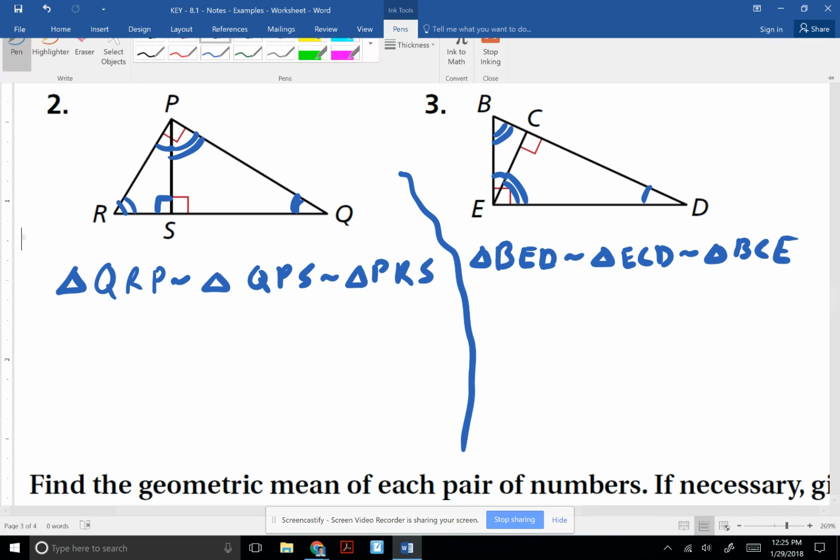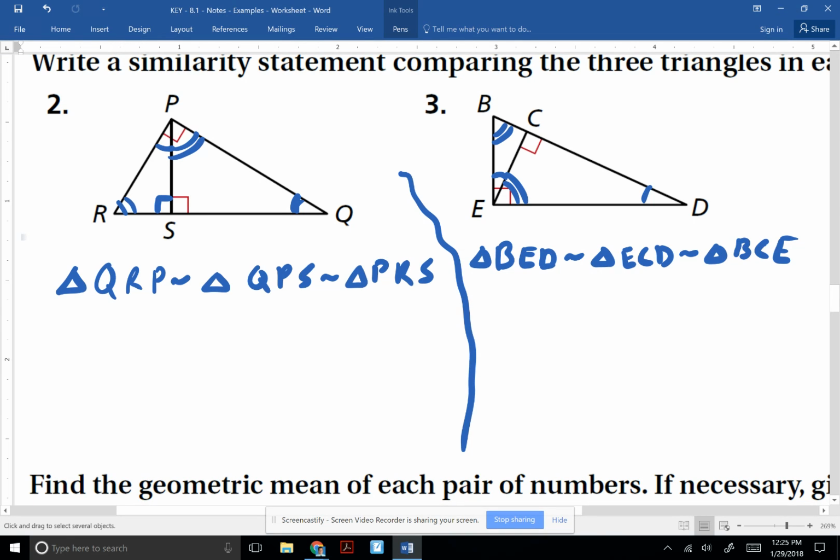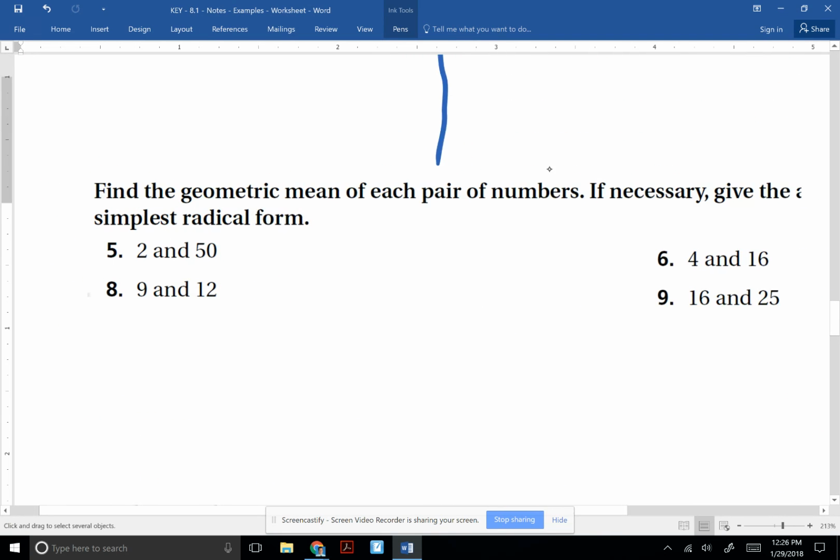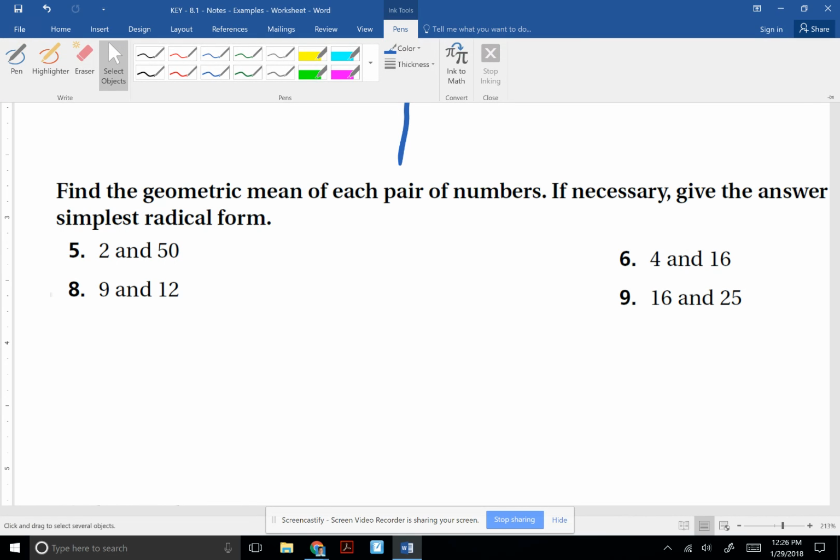All right. Let me just scroll with this. That'll work. All right, so we want to find the geometric mean of these values here. I'm going to see if I can change the thickness.